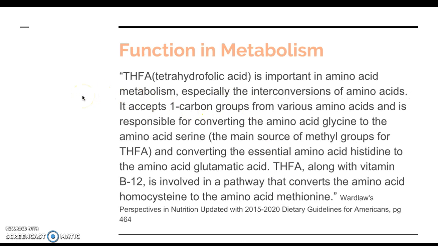So the function of folate in metabolism. Folate is important in amino acid metabolism, especially in interconversions of amino acids. It accepts one carbon group from various amino acids and is responsible for converting the amino acid glycine to the amino acid serine, and converting the essential amino acid histidine to the amino acid glutamic acid. Folate, along with vitamin B12, is involved in a pathway that converts the amino acid homocysteine to the amino acid methionine.